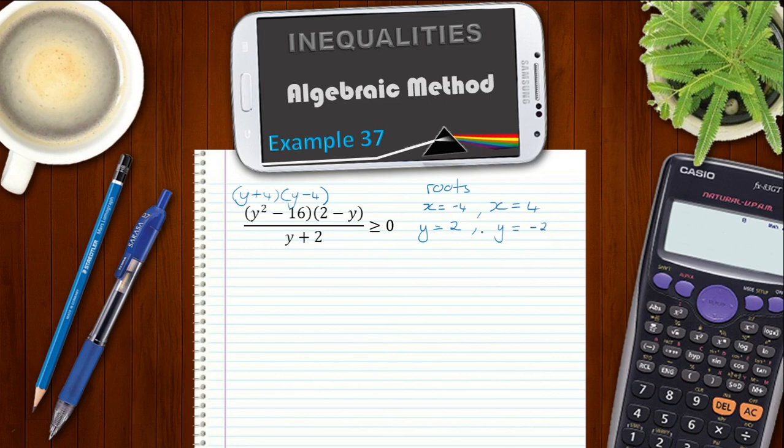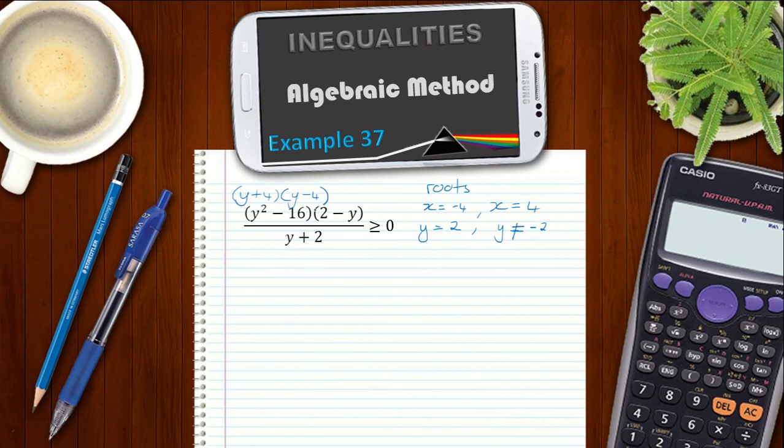But very important is that this guy is not allowed to be 0. So that's the only root that it cannot equal to. But it's still part of our roots. It's just that in the final answer it can never be equal to that root, because this would make it undefined. If you have a fraction over 0, that's undefined.